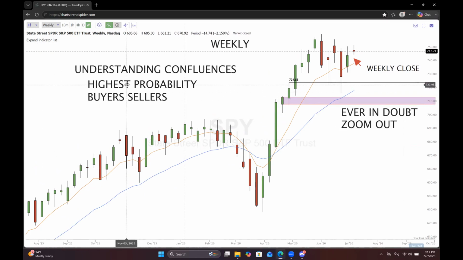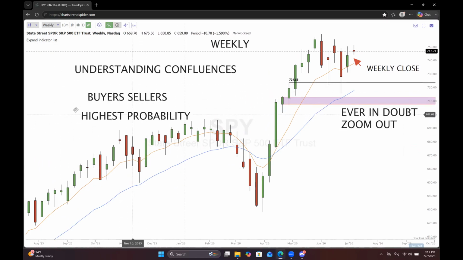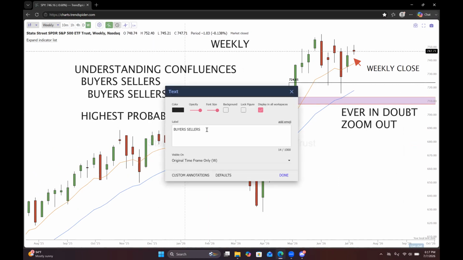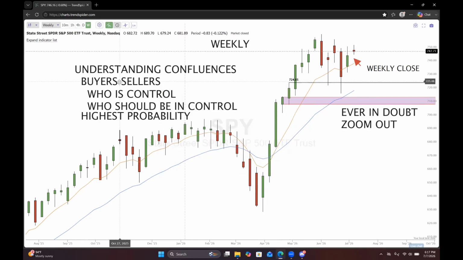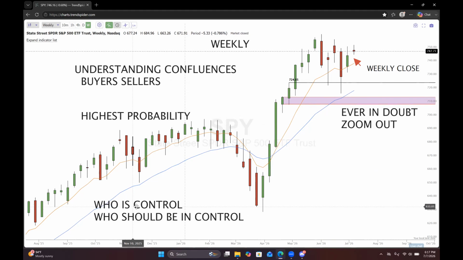So to understand the highest probability, we just need to find where are the buyers, where are the sellers, and we can use something called confluences to understand the probability of if it's going to be the buyers or the sellers who are in control. So we ask ourselves one question every single time before we take a trade. Actually, two questions. Who is in control and who should be in control? So when we ask ourselves these two questions, who is in control? Who should be in control?